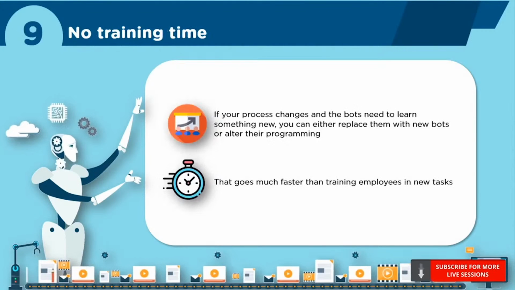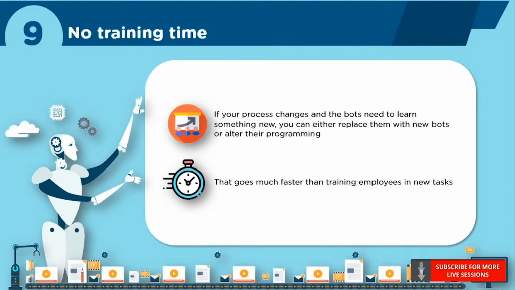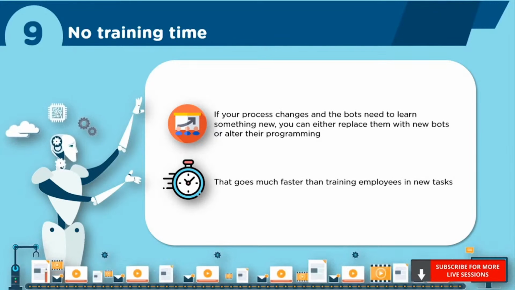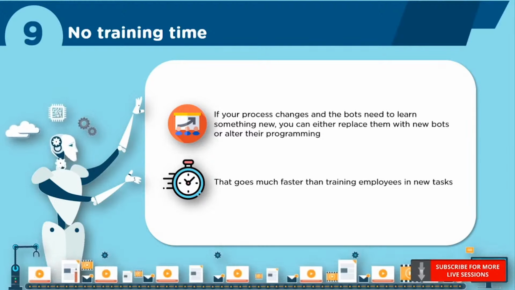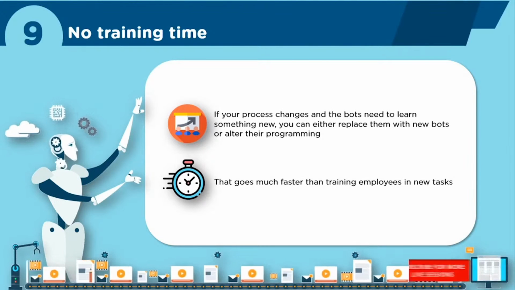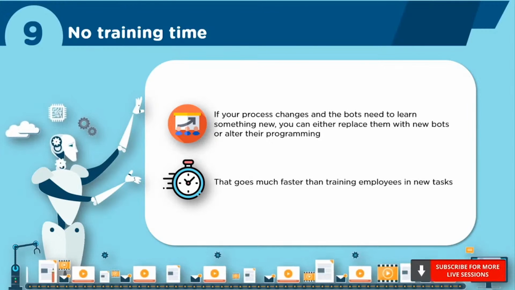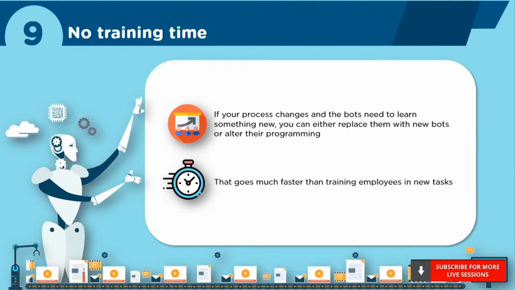And number 9, we have no training time. So now this is an important one. If your process changes and the bots need to learn something new, you can either replace them with new bots or alter their programming. Now that again goes much faster than training employees for new tasks. In terms of costs, training an employee for a new task will pan out to be way more expensive and time consuming.